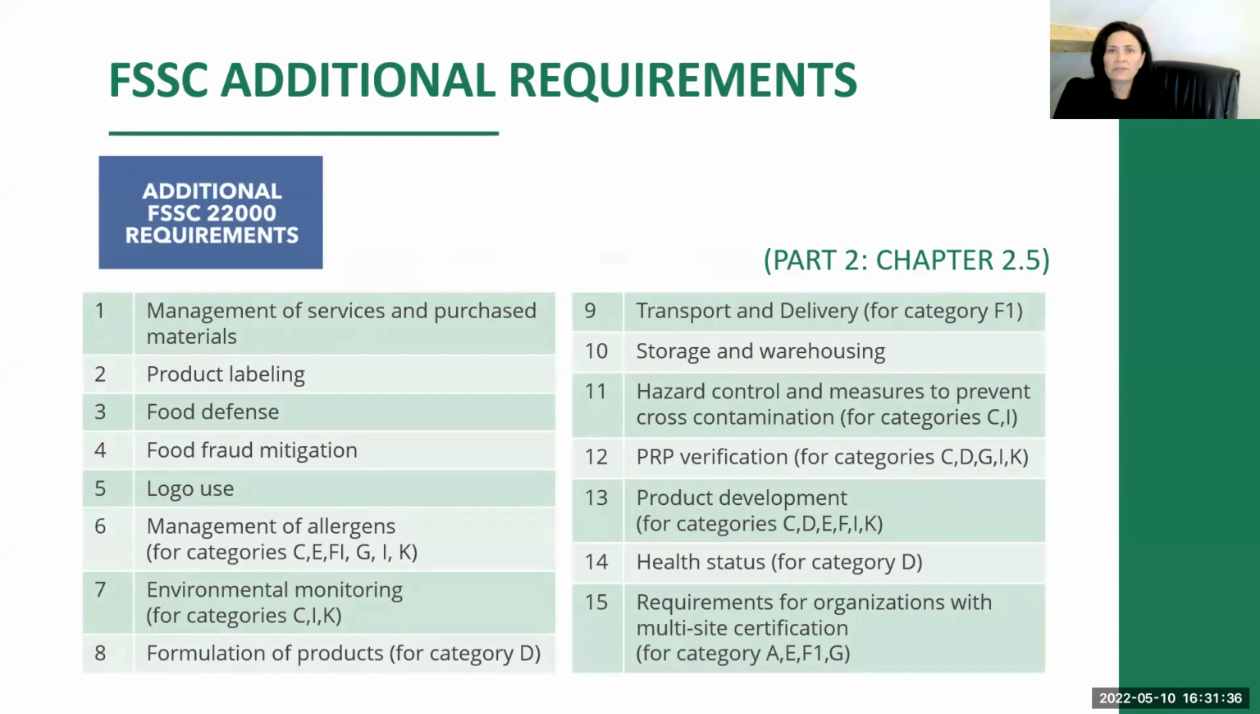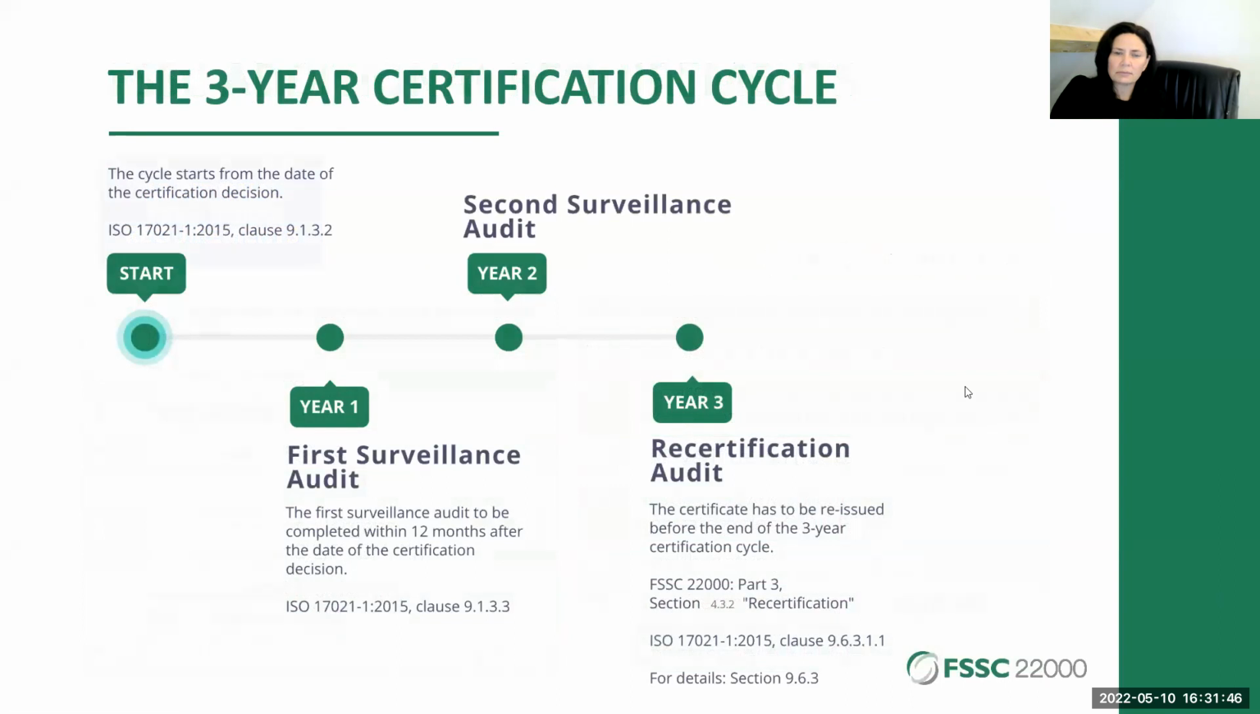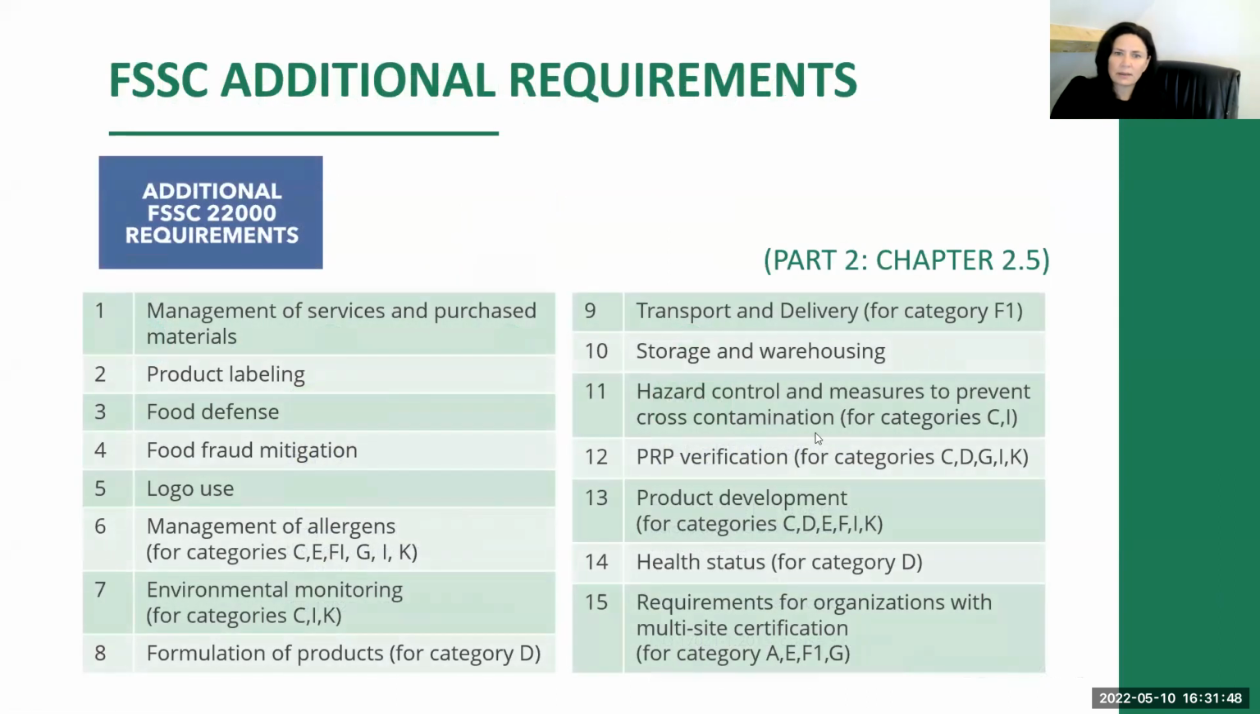So when we look at the FSSC additional requirements, as I mentioned before, this is defined in Part 2 of our scheme documents, and specifically in Chapter 2.5. And you will see that there are quite a number of additional requirements. But what I would like to point out is that not all of these requirements necessarily apply to every organization.